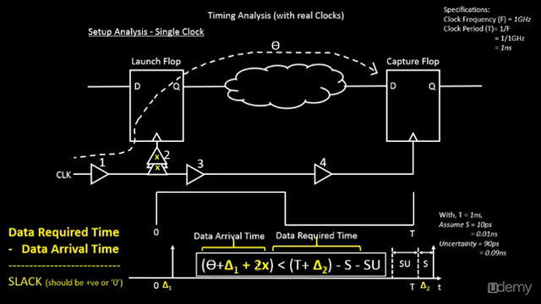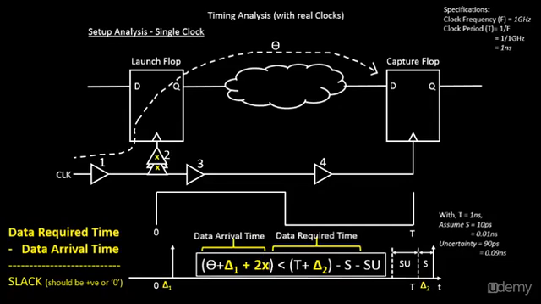If a person has to attend a meeting at 7 p.m., and 7 p.m. is the data required time, and you try to put more and more obstacles on his path, he will tend to get late. The amount of time that he gets late, that is, if he arrives at 7:20 p.m., he's late by 20 minutes. So that is the slack. That is a negative 20 minutes, and that is the slack.